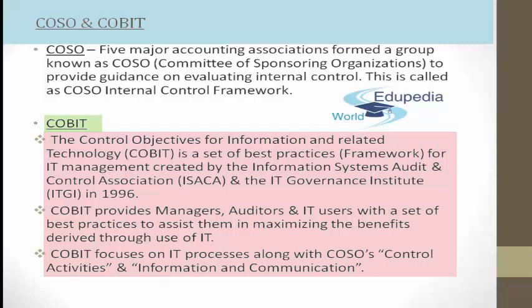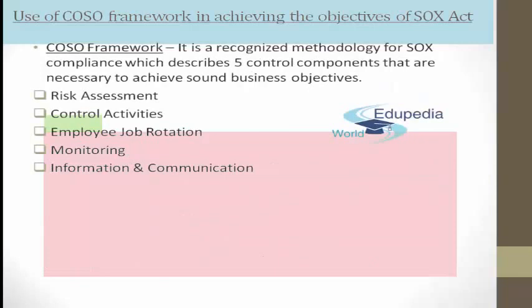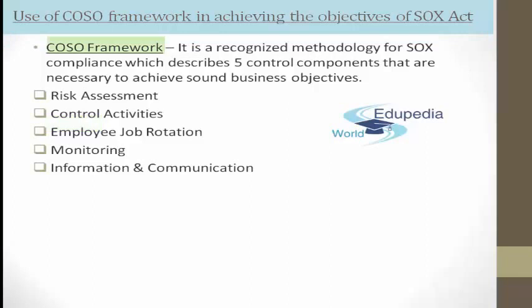COSO was incorporated by 5 major accounting associations, and its main work is to provide guidance on evaluating the internal control. Whereas in case of COBIT, its main job is to provide managers, auditors, and IT users with a set of best practices to assist them in maximizing the benefits derived through the use of IT. That's the basic difference between the 2. I hope I was able to make the concepts relating to COSO as well as COBIT clear.